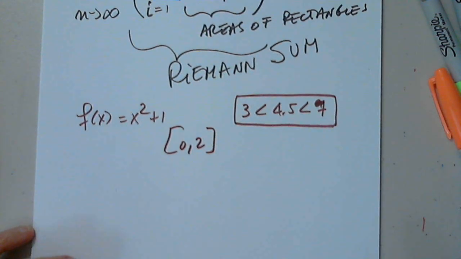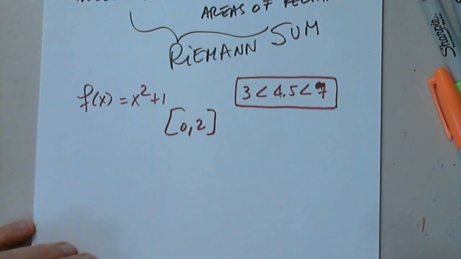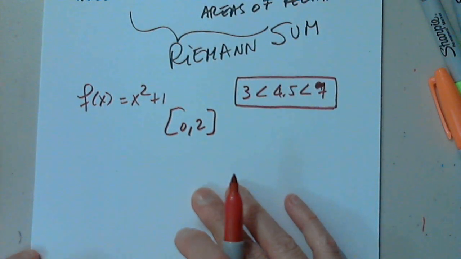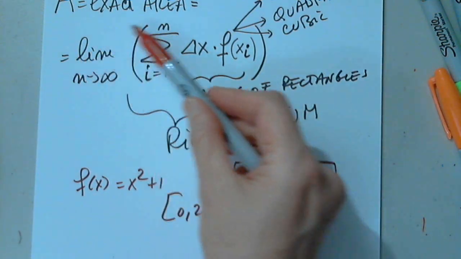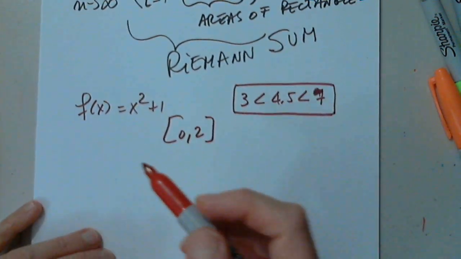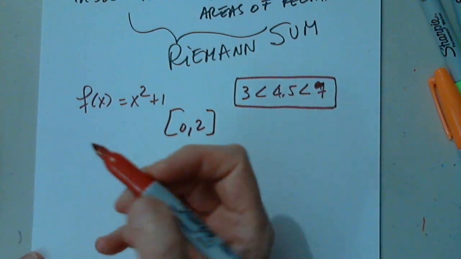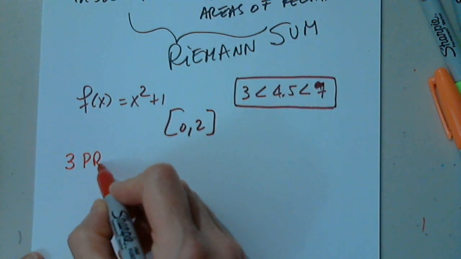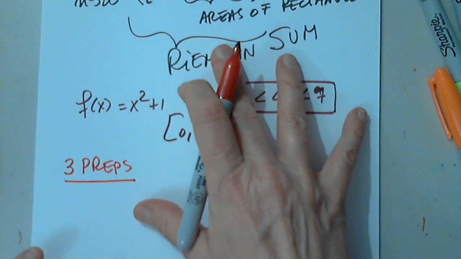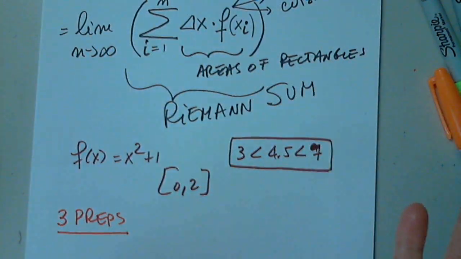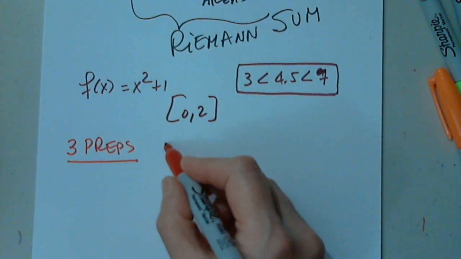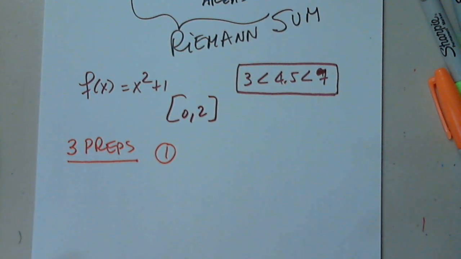Okay, so in order to determine the limit of the Riemann sum, we have to determine three preps. We cannot jump and say, oh, the limit of what? No, we cannot do that. We have three preps. Prep number one is delta x.